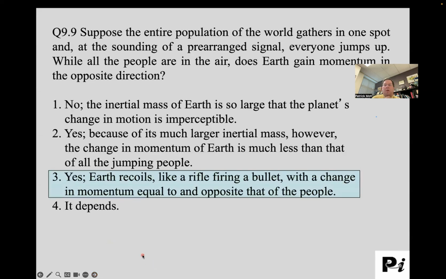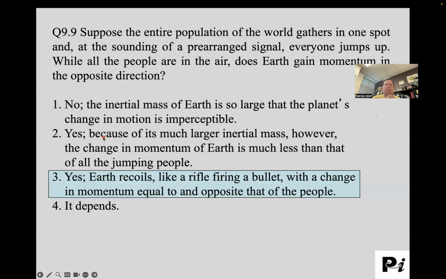All right, let's go through all the answers. So no is option 1. So that part's wrong. The inertial mass of the Earth is so large that the planet's change in motion is imperceptible. That phrase after the semicolon is perfect. That's good physics, but the preceding word no is incorrect.